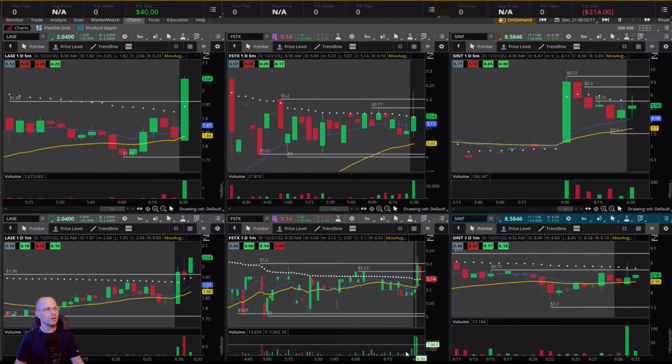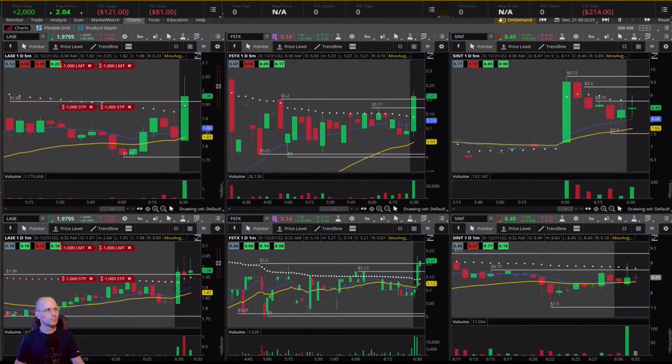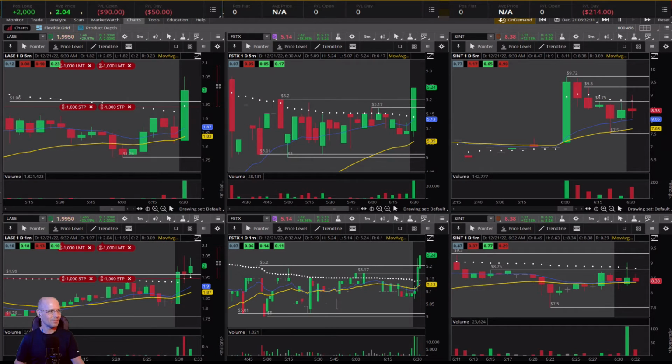Not enough volume on FSTX for me to trade it. Okay, so I'm going to get in this, getting back in. Twice, mind you. So, oh dear. If I get stopped out on LASE, I'm going to be done for the day. I'll hit my max loss.